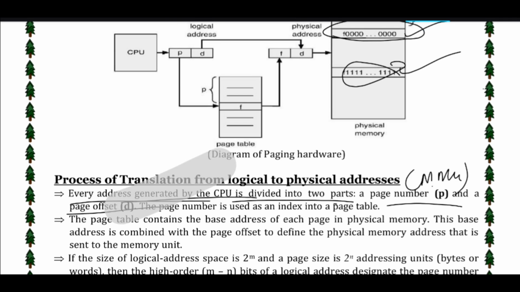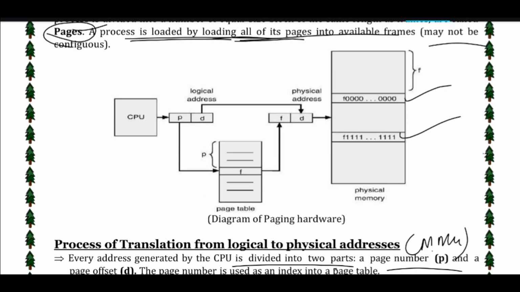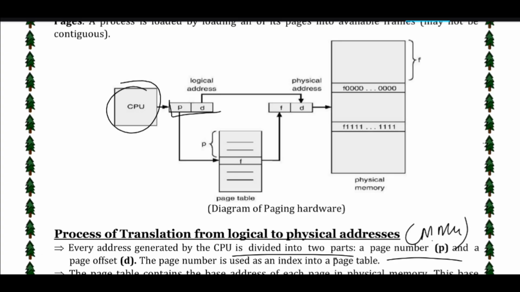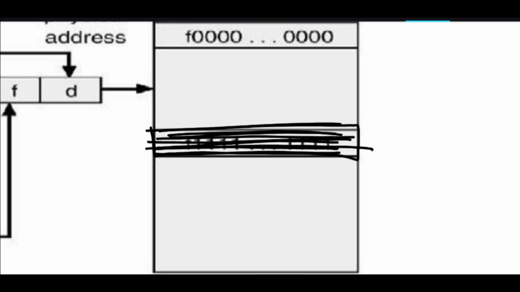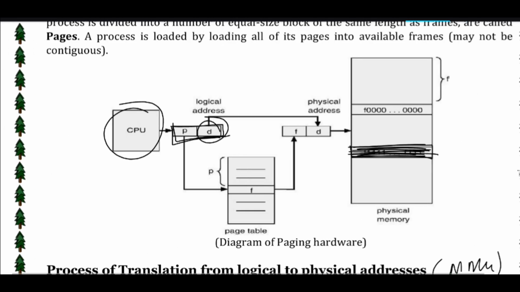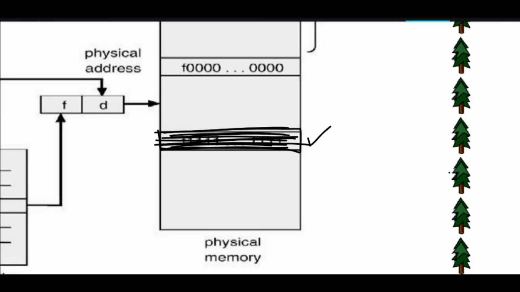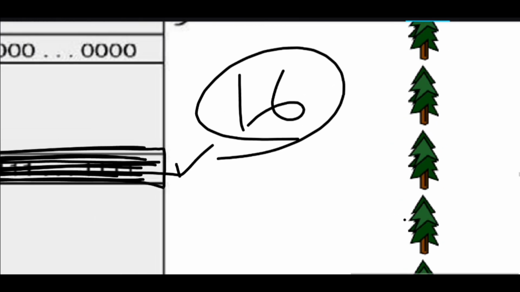Now let's move to our diagram, which clarifies this. A CPU sends the page number and D, which means the block offset. Look, this is a block, and in the block there are several instructions. D means the block offset, the instruction number. Say there are 16 instructions, represented like 0000 to 1111.